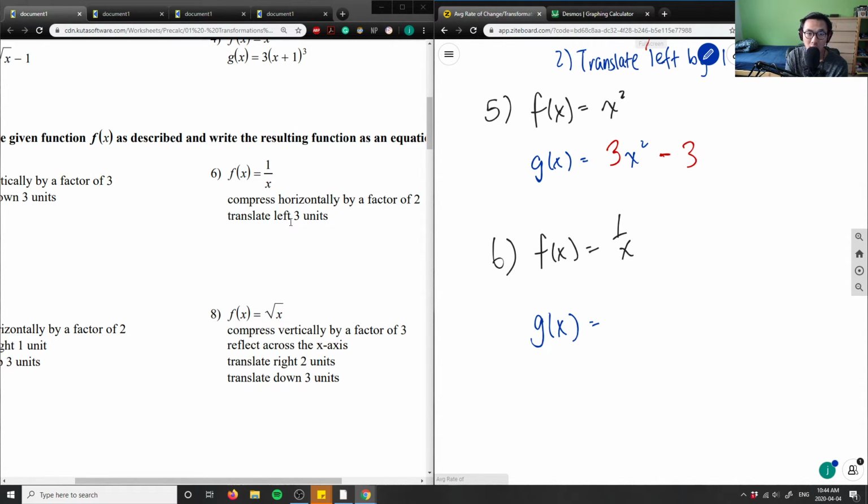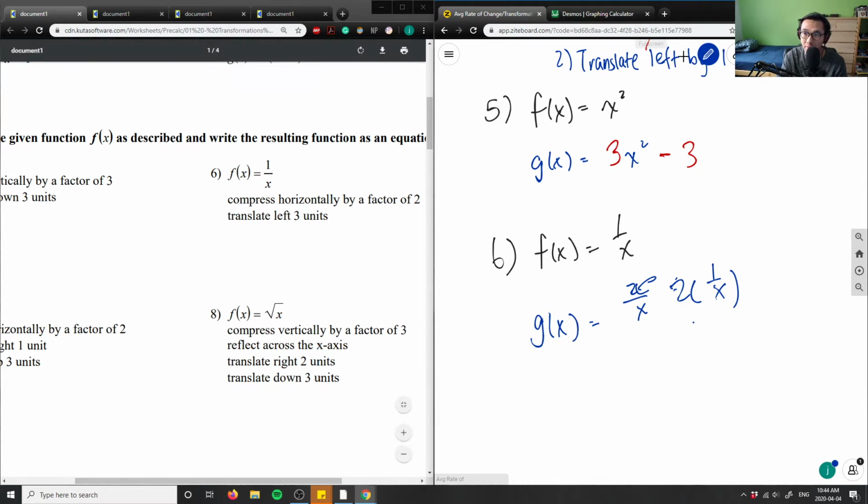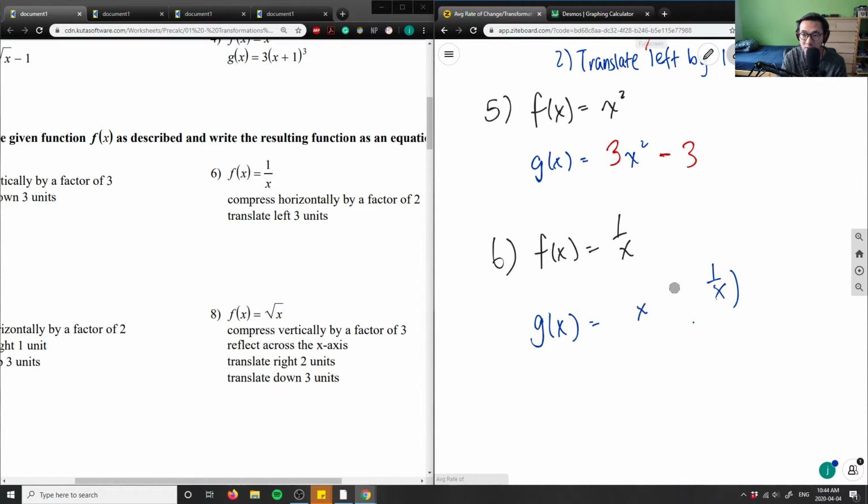A vertical stretch, for example, would have been 2 over x, right? This 2 is outside my function. I could factor this 2 out, and I would still get this. That's how I get this function here. It's the same thing, right? So again, this would be a vertical stretch. However, I want a horizontal compression.